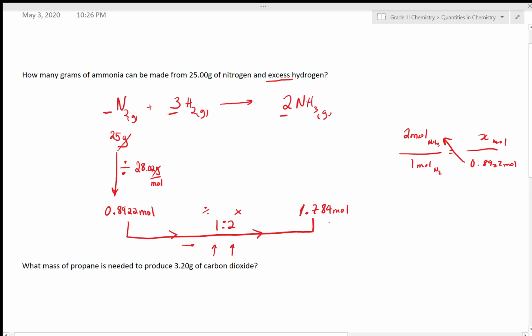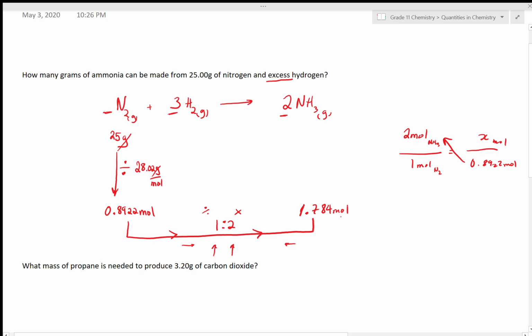Now, the nice part about stoichiometry is it's not unidirectional, right? You can go in any direction. So let's say I had this number of moles, the 1.784 moles, and I wanted to figure out how many moles of nitrogen I have. Well, my train would be moving in this direction, and so the first number I would interact with would be the 2, so I would divide by 2, multiply by 1, and that would produce the number that I have on the left-hand side under the nitrogen. And I'll show you how that works in the next question as well.